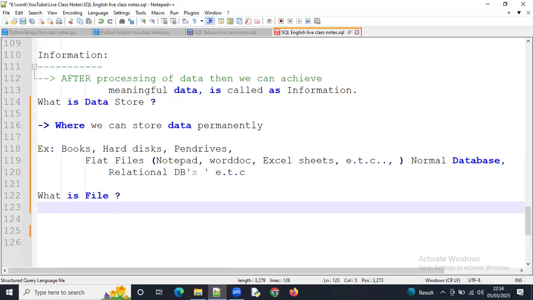We can also call it data. A collection of data or a collection of information that is stored in the form of bytes and characters, that is nothing but a file.